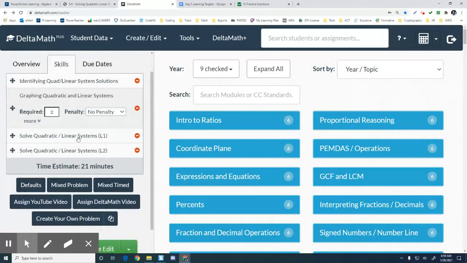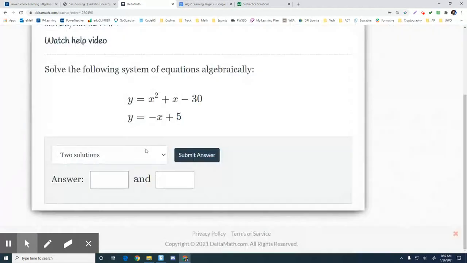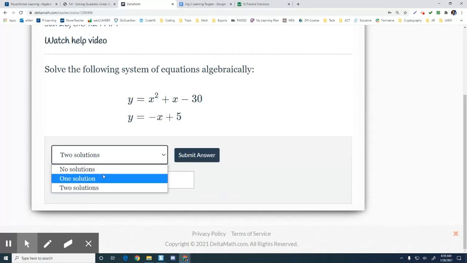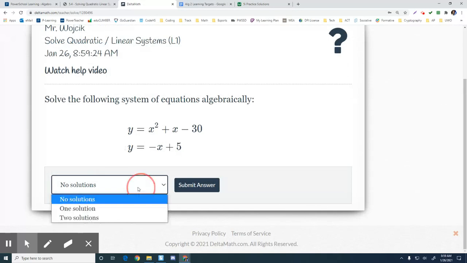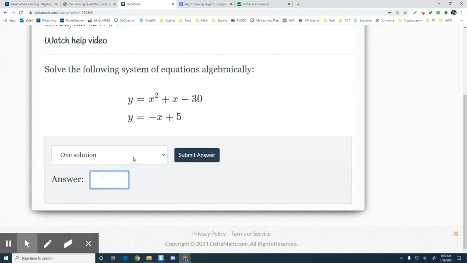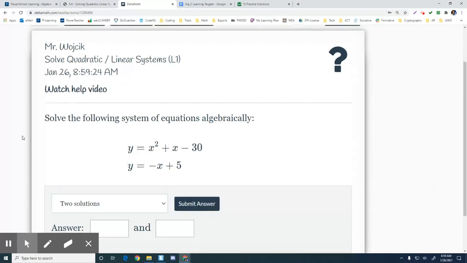And then the last two, this is just solving the equations, and you can just use substitution or elimination. Plug one in and eliminate the y's, and then you select the number of solutions. All right, if there's no solutions, then you just submit it. If there's one, you're just going to type in one ordered pair. Two, you're going to type in two ordered pairs. So that's your homework for tonight, everybody. It is due at the beginning of class tomorrow.